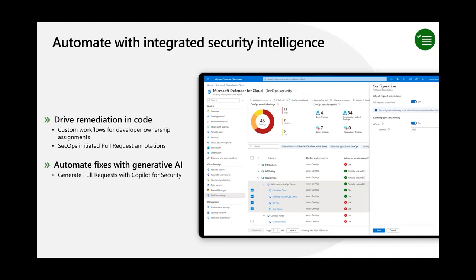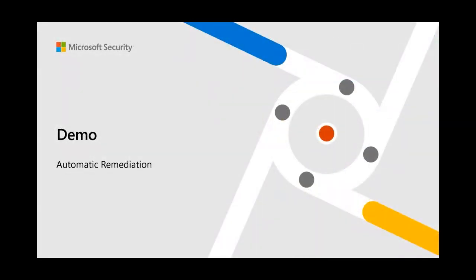And then lastly, which is most exciting, we can also generate pull requests now using Copilot for Security, which just went into public preview this week. So in the demo that I'm going to show you, I am going to show you the full Copilot for Security story within Defender for Cloud. So you'll be able to see how we help with exploring risk, remediating risk in runtime, and then remediating risk at the source within infrastructure as code templates. Let's go through that.